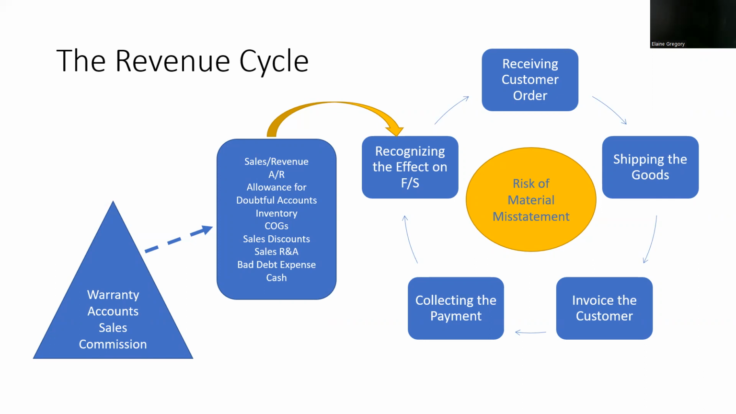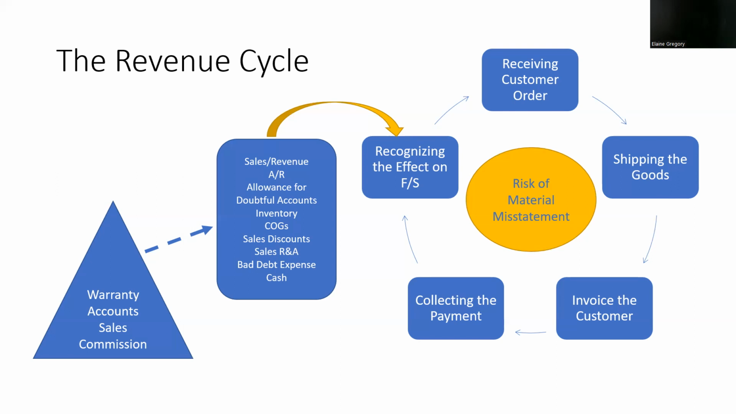We focus in on revenue because revenue happens to touch a lot of accounts. Just look at the number of accounts sales touches. We could have sales revenue. We have accounts receivable. We would have allowance for doubtful accounts. We have inventory. We have cost of goods sold. We may have sales discounts and sales returns and allowances. We may have bad debt expense and cash. So we're looking at a lot of different players or actors in these accounts that affect sales.